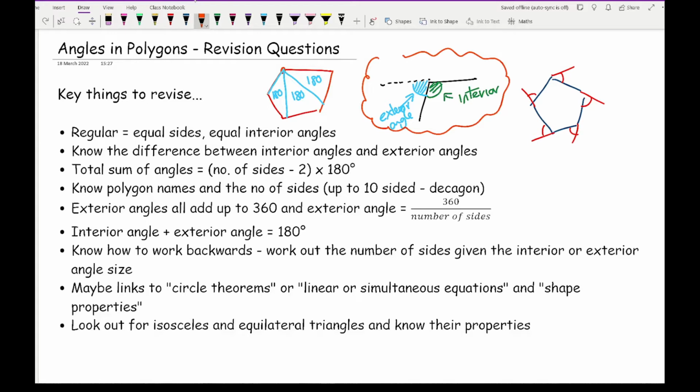Now there also may be links to circle theorems, which is more on the higher syllabus. So if you're doing foundation, then circle theorems may come up in a small capacity, but not in all its entirety.